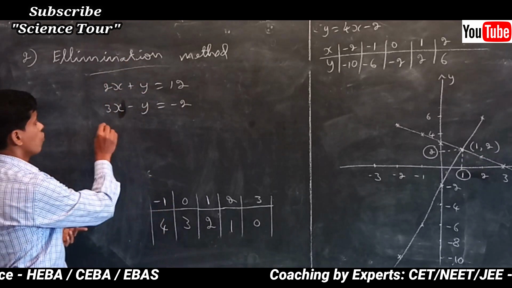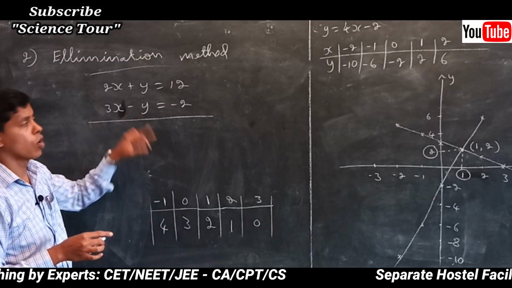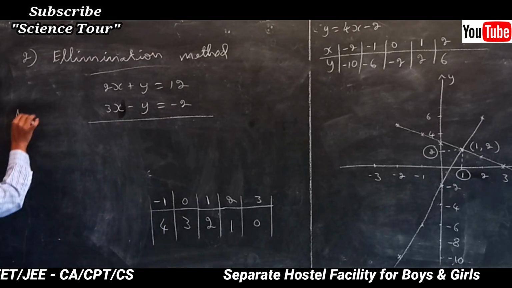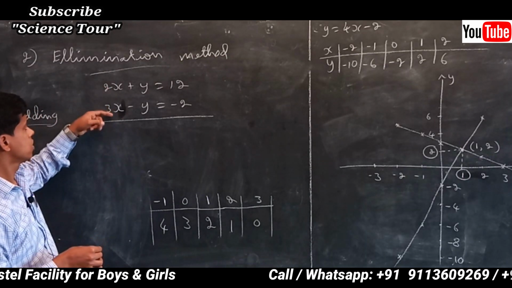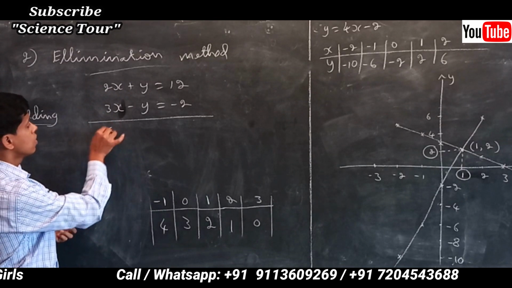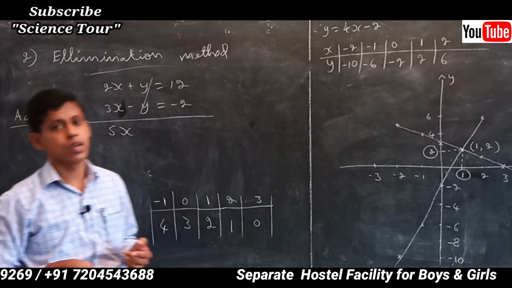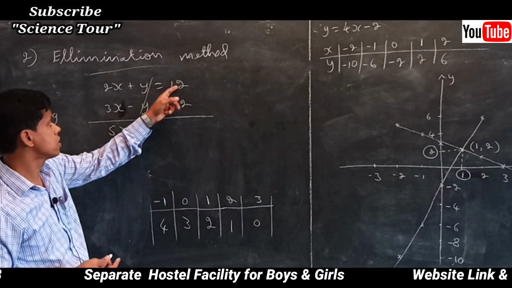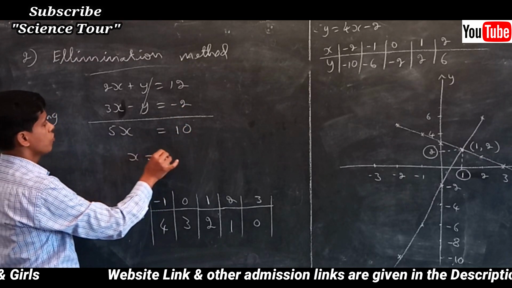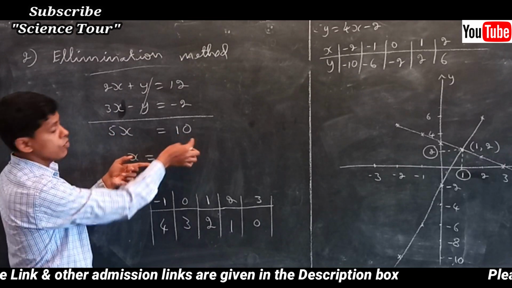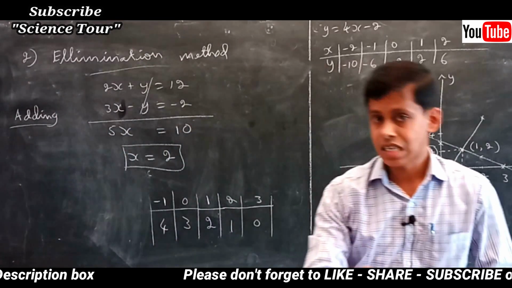Okay. So, we will try to eliminate by adding. So, what are we doing? We are adding. Okay. So, when we add, this will add up and become 5x, 2x plus 3x, 5x. This will cancel, is it not? Plus y and minus y when we are adding, and this is 12 minus 2. So, that is 10. Therefore, what is the value of x? 10 divided by 5, and therefore, it is 2. Okay. So, we got the value of x easily by elimination.